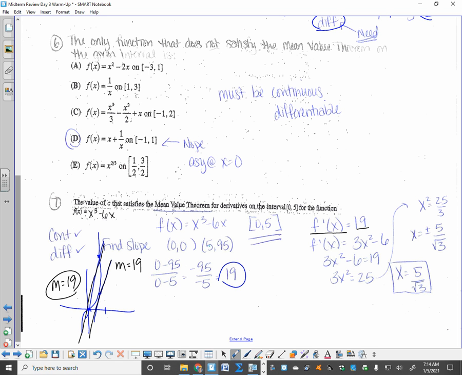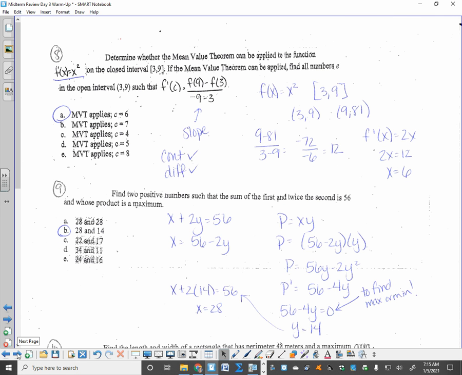So again, it just really helps if you understand what you're doing and not just memorize the process. So I find the derivative, which is super easy. Set it equal to 19. And then it's quadratic. I can just add the 6, divide by 3, and square root both sides. Don't forget your plus or minus. But I'm in the interval 0 to 5, so I can't use the negative one. And you do not have to rationalize your denominator unless it's multiple choice, and they do.